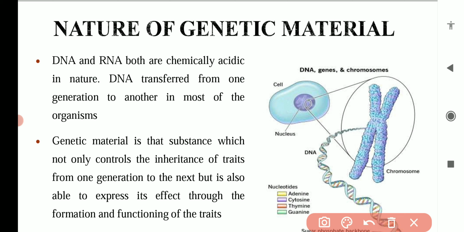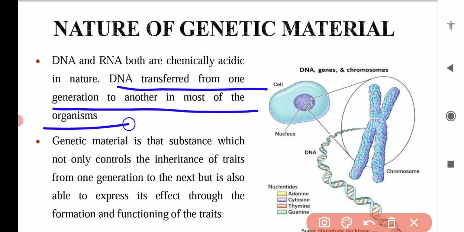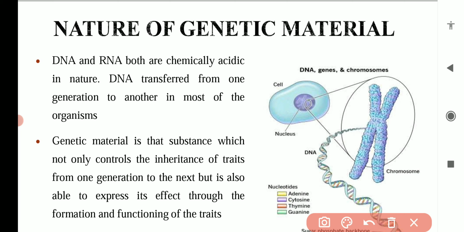So its nature is acidic, and DNA is transferred from one generation to another generation in most of the organisms, because in most of the organisms, whether it is a plant cell or animal cell, DNA will be the genetic material. So that's why it will be transferred from one generation to another generation.